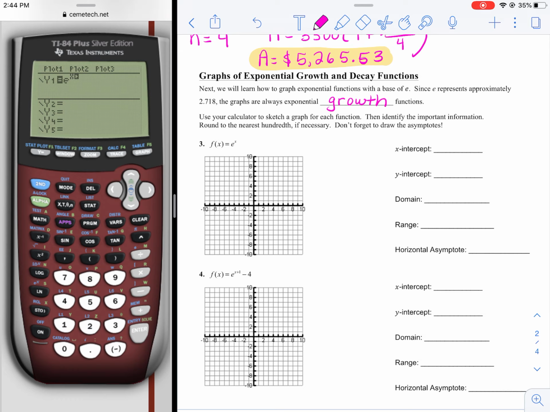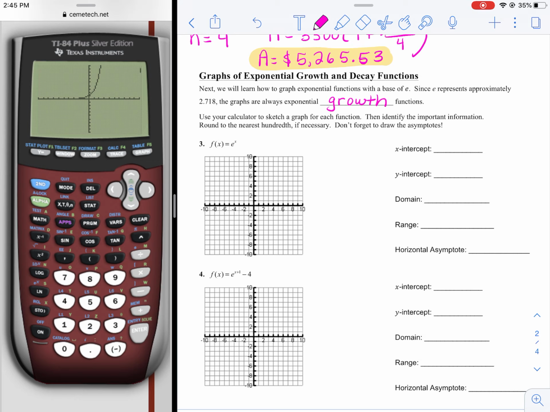For the first one, I'm going to hit second ln, and I'm just going to type in e to the x. And then if you hit zoom 6, we should all see the same graph. I actually have to go back and fix mine.